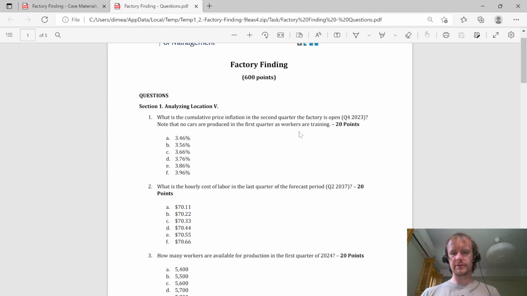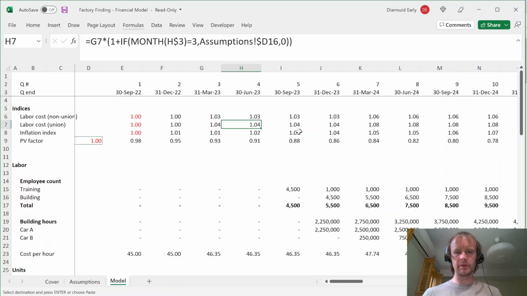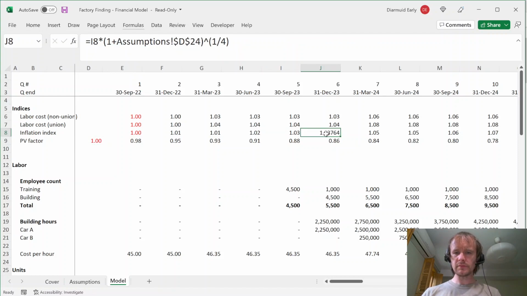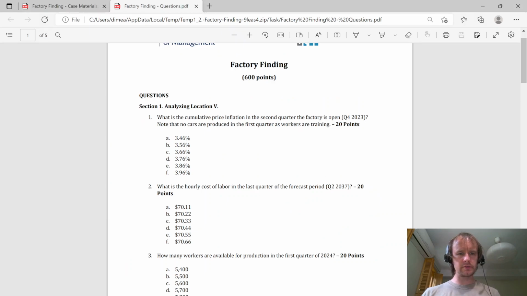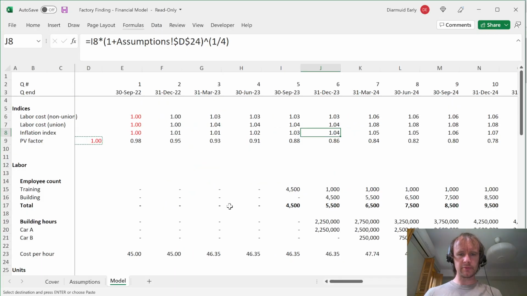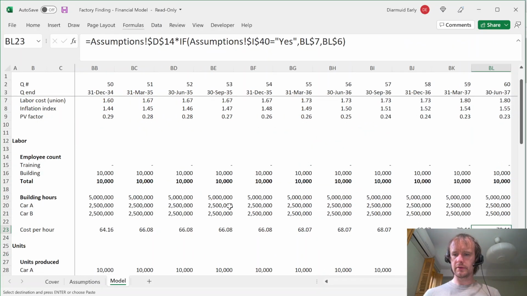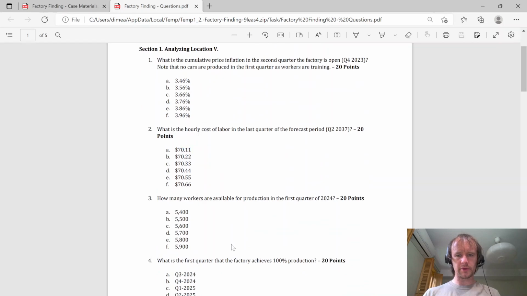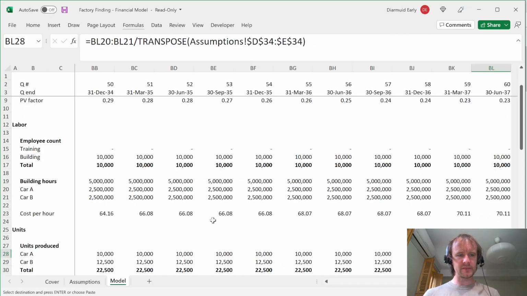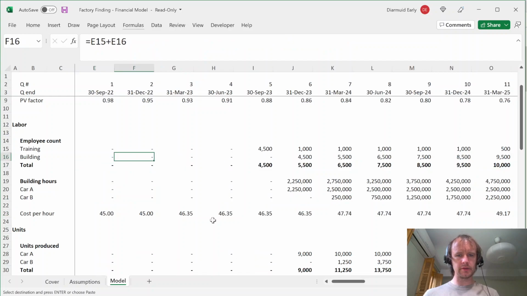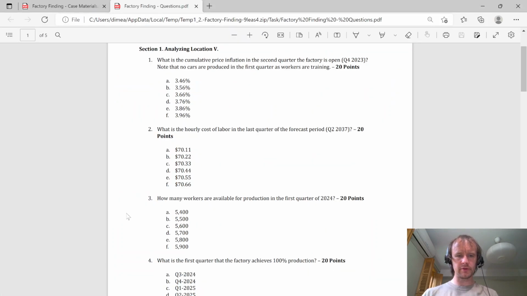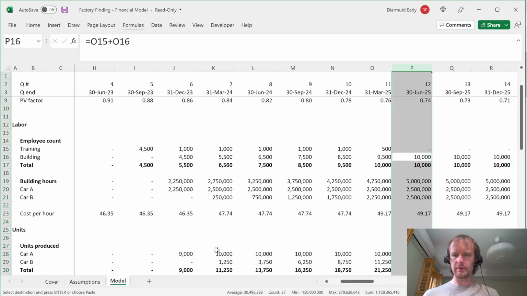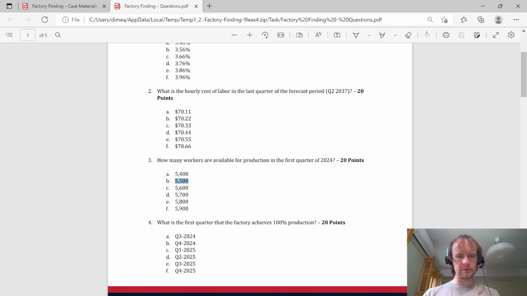Cumulative price inflation in the second quarter, the factory is open, Q4 of 23. Price inflation is this one. So it's 3.76%, which is there, good. Hourly cost of labor in the last period is $70.11. That's good. How many workers available for production in the first quarter of 24? Employee count building in the first quarter of 24, 5,500. Fine. First quarter the factory achieves 100% production. That is here, so Q2 of 25. Good.